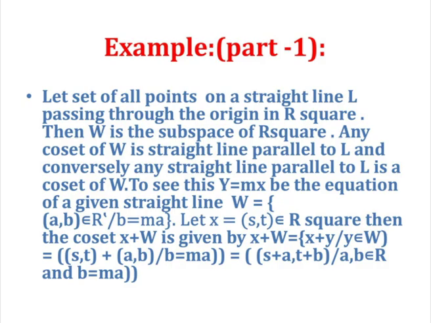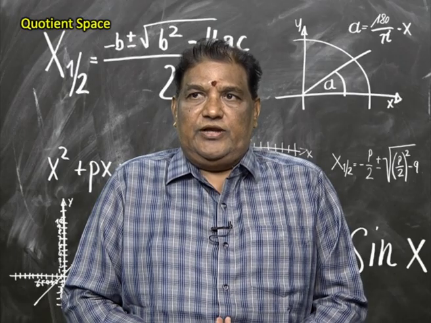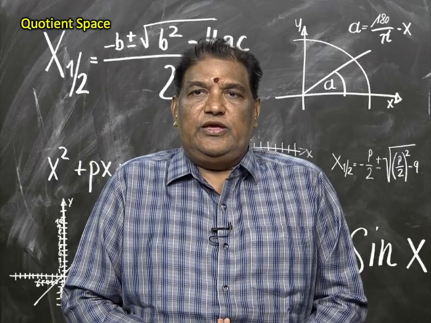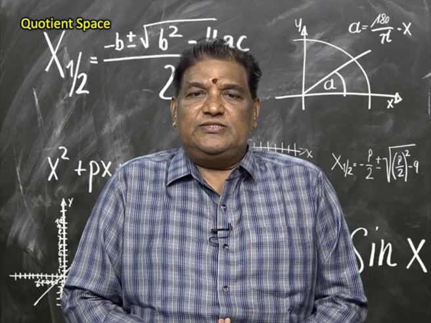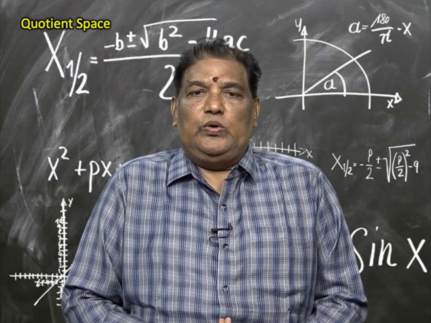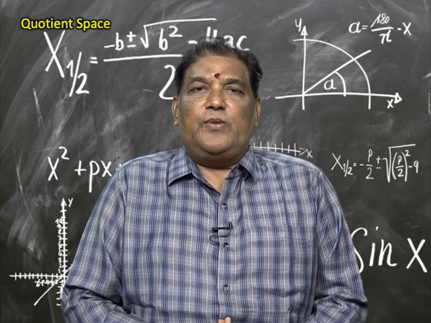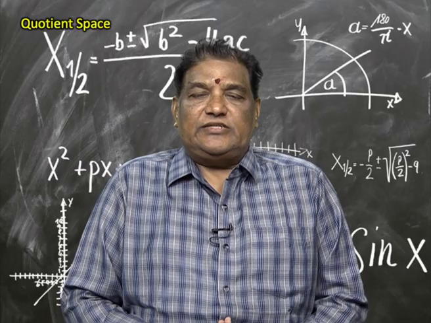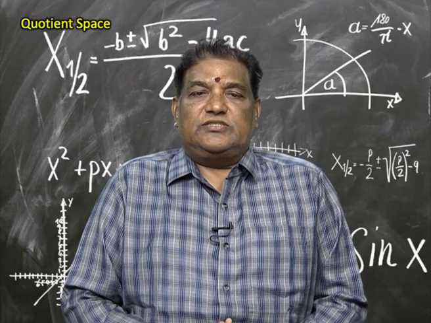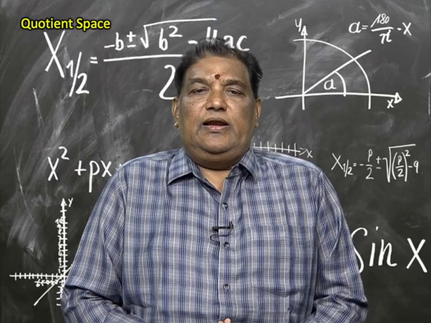To see this, in coordinate geometry y equal to mx plus c is the equation of a straight line in slope intercept form. Here the slope equal to m, and the intercept c is 0. So let y equal to mx be the equation of the given straight line, W equal to the set of (a, b) belongs to R square such that b equal to ma. Let x equal to (s, t) belongs to R square.